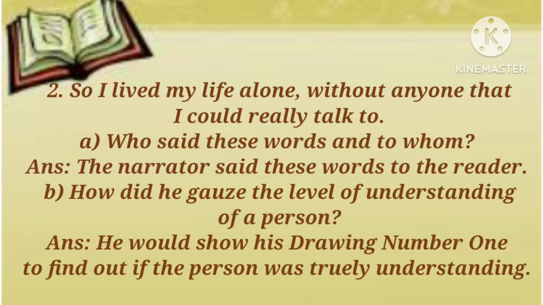Second reference. So I lived my life alone without anyone that I could really talk to. A part. Who said these words and to whom? Answer: The narrator said these words to the reader. B part. How did he gauge the level of understanding of a person? Answer: He would show his drawing number 1 to find out if the person was truly understanding.